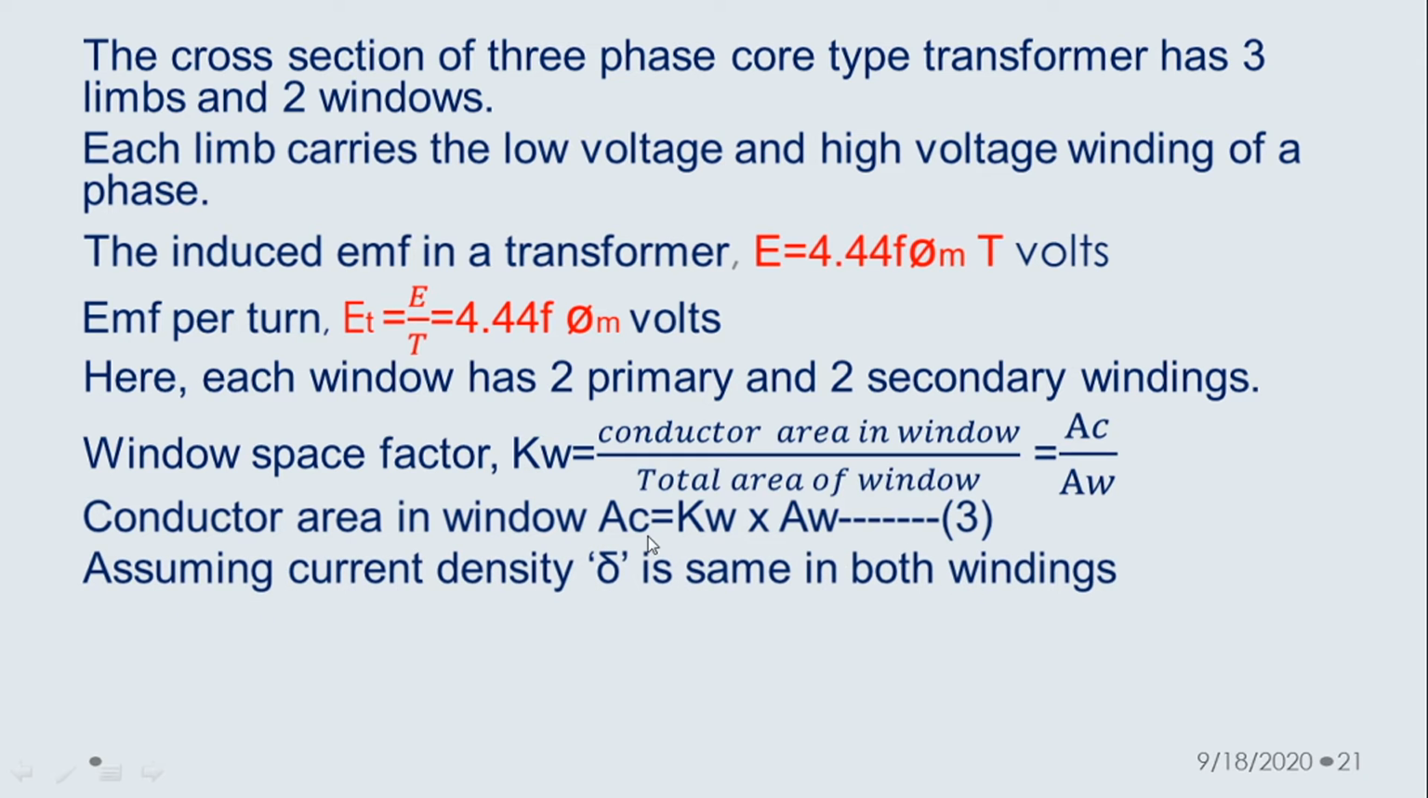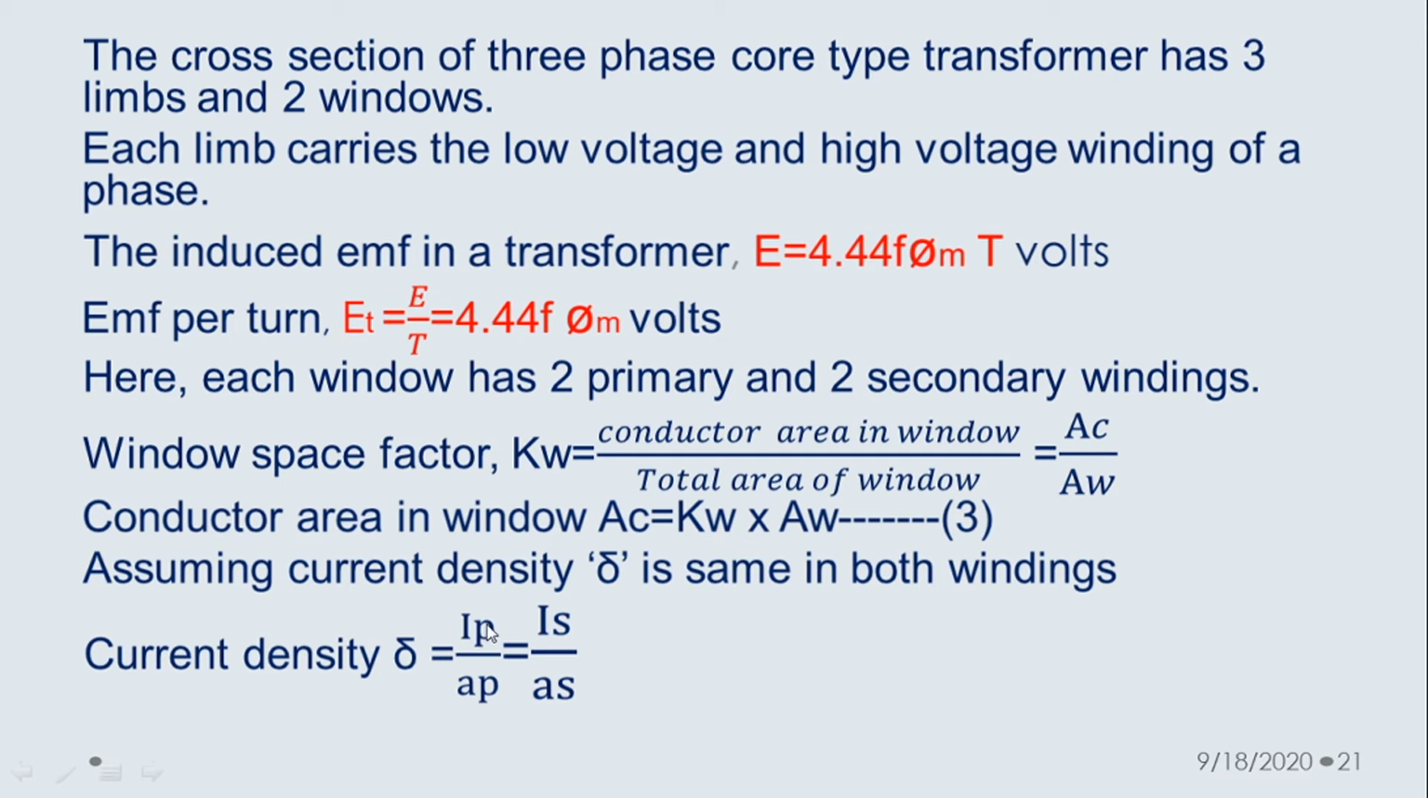Assuming the same current density in both windings, that is the high voltage and low voltage windings, the current density δ is the same. What is meant by current density? It is the amount of current flowing per unit area, correct? That is current density. Mathematically, current density δ is given by Ip by Ap, which is equal to Is by As.